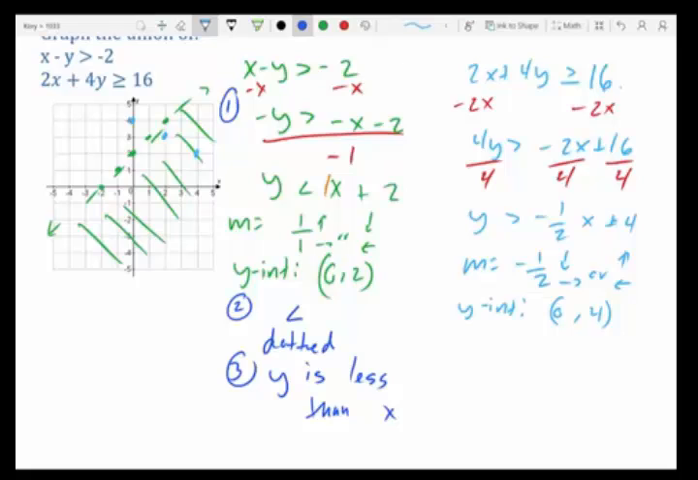Now, is this going to be solid or dotted? So our second step is to figure that out. It's going to be solid because we have that line underneath. So solid line, connect it with a solid line.